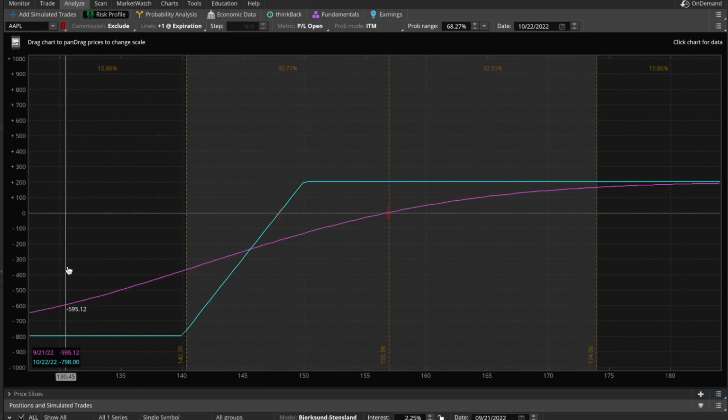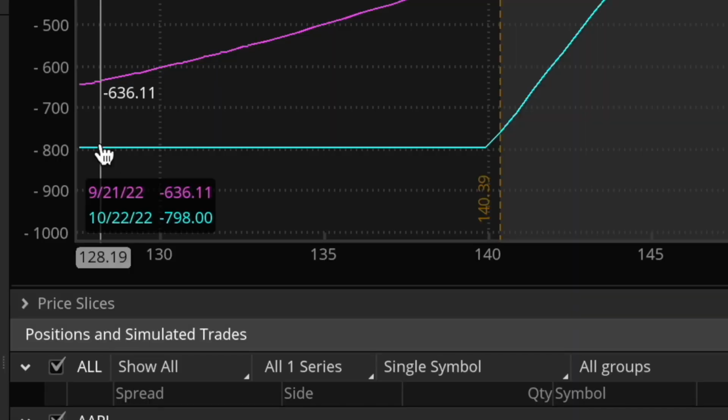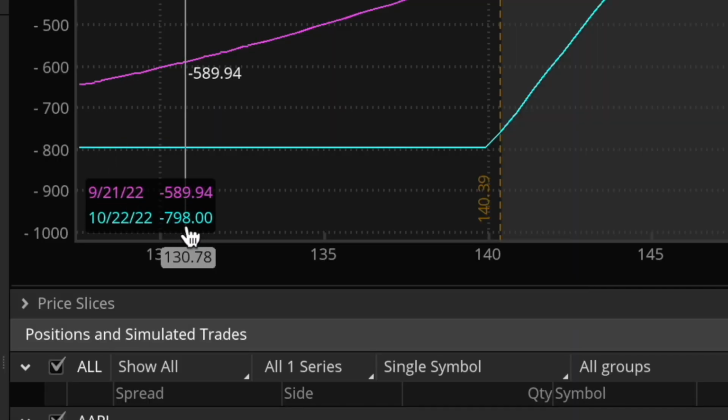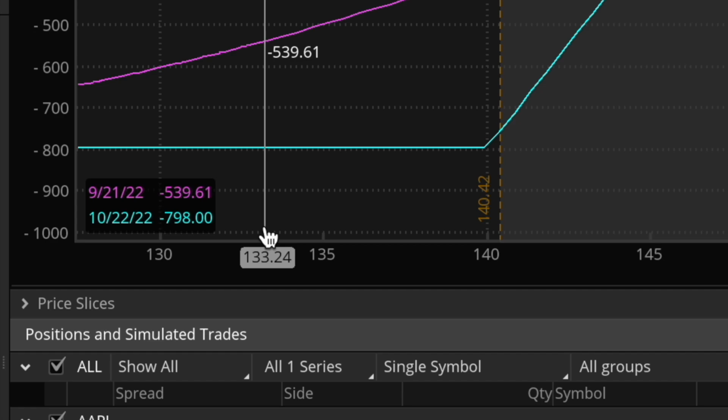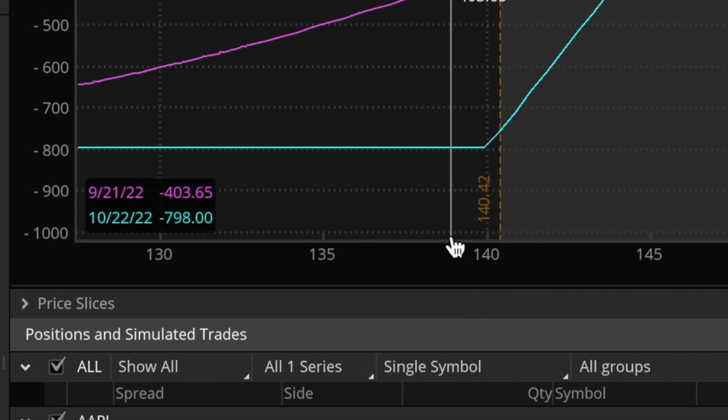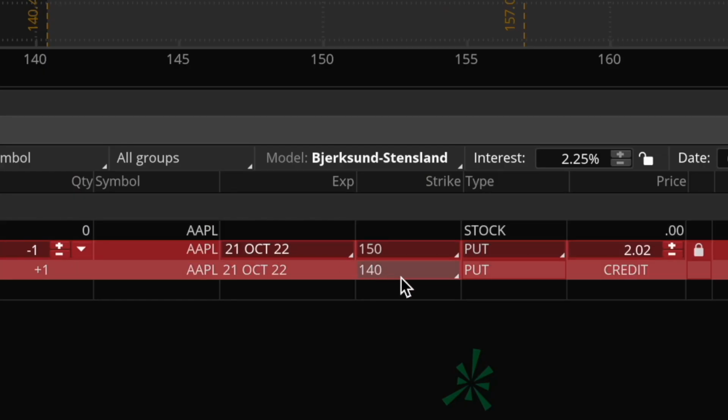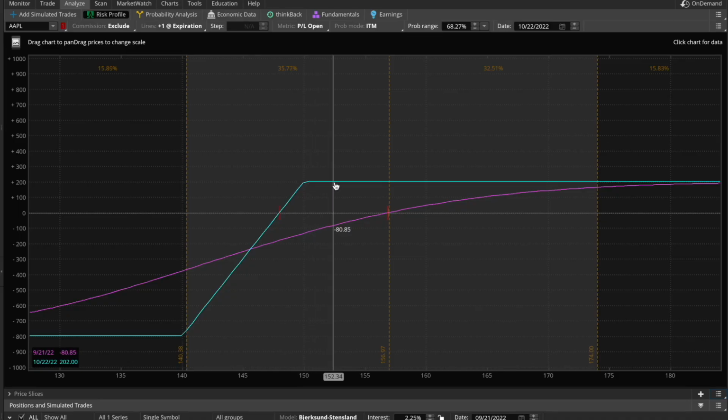And then of course, if the worst possible scenario does play out and Apple just crashes in price, then again, by expiration, the worst possible loss you can face on the spread is about $800. And you can also see that exact number here in blue on the bottom left corner of this chart. So to be totally specific, the max loss is $798. And you will face this loss if Apple ends up below $140 by expiration, which also is your long put strike of 140.